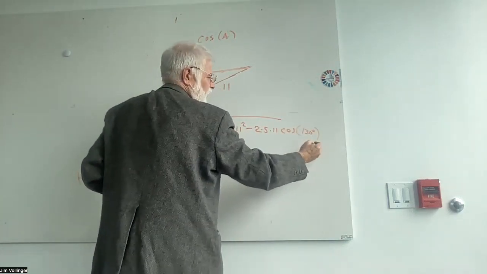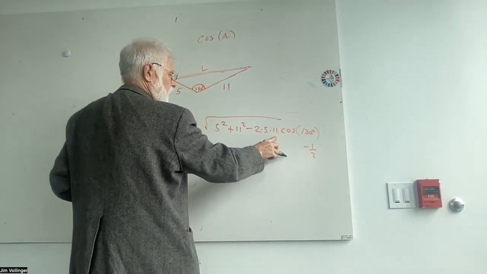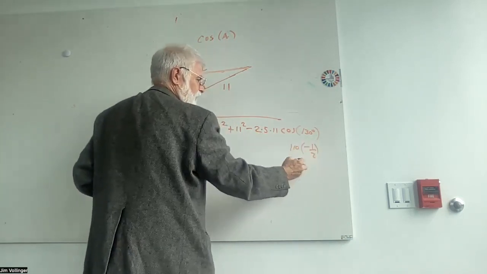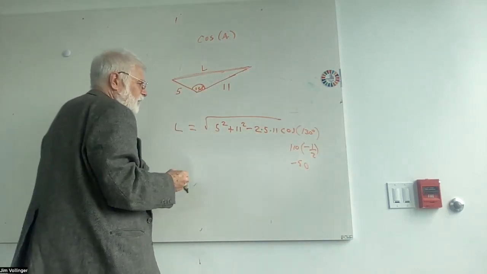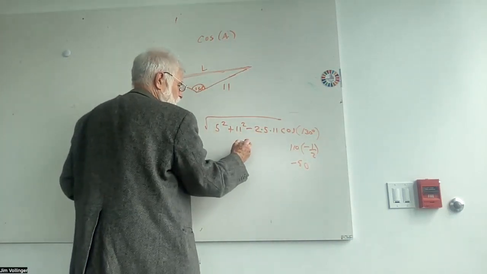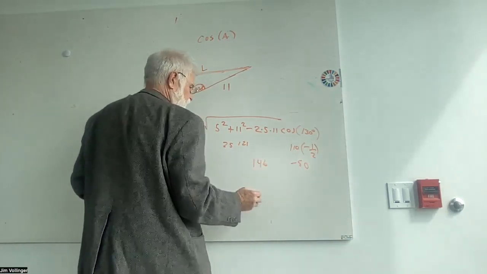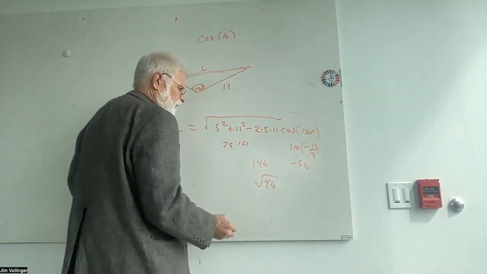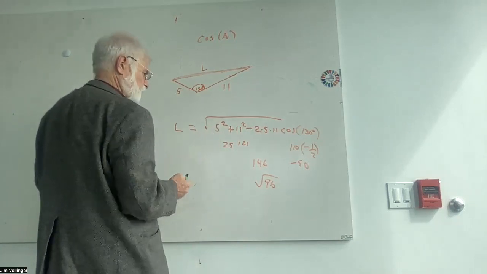Remember, we said that's near -1/2, yes? So you would get 110 times -1/2, minus 50, and you put that with these, and yeah, you get your distance. Maybe I'm almost done with this. So this is 121.25. So that's 146 minus 50, which is 96. So we take the square root of 96, a little less than 10. Doesn't look like, yeah, no, that looks wrong.